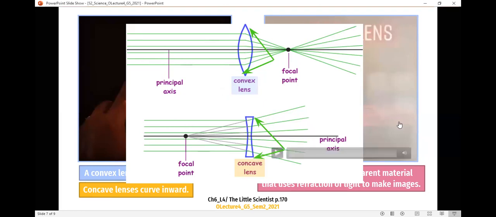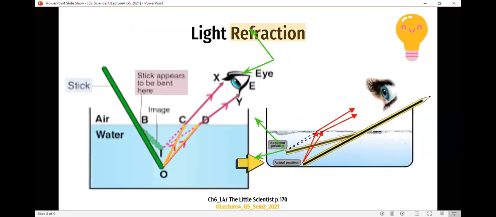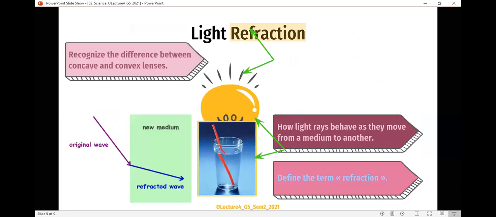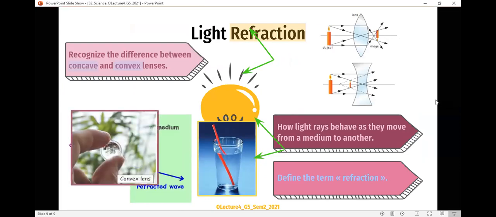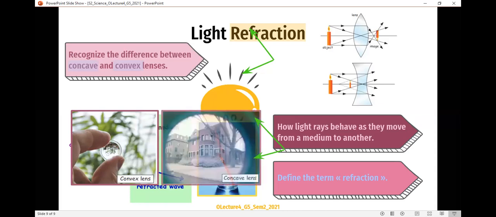Let me show you the images that these lenses give. This is a convex lens, and things that are behind are smaller. It's a transparent medium, so we can see what's behind, but it gives a smaller image of what's behind. Concave lenses give a bigger image of what's behind.